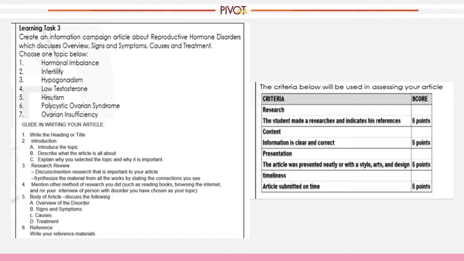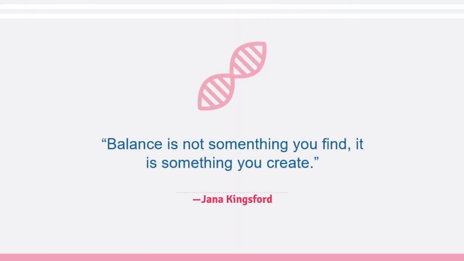Then the last task, learning task 3, is you will create an information campaign article about reproductive hormone disorders. It should include the overview, signs and symptoms, causes, and treatment. We have here a guide in writing your article. So please read this, and have the criteria here as your reference in writing also. These criteria will be used to evaluate your work.